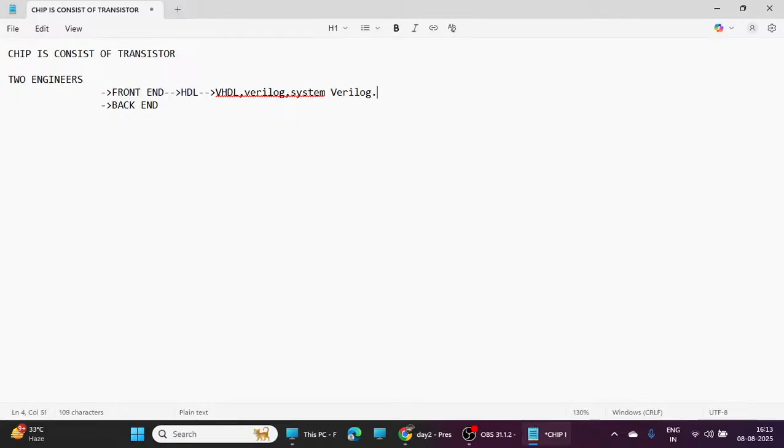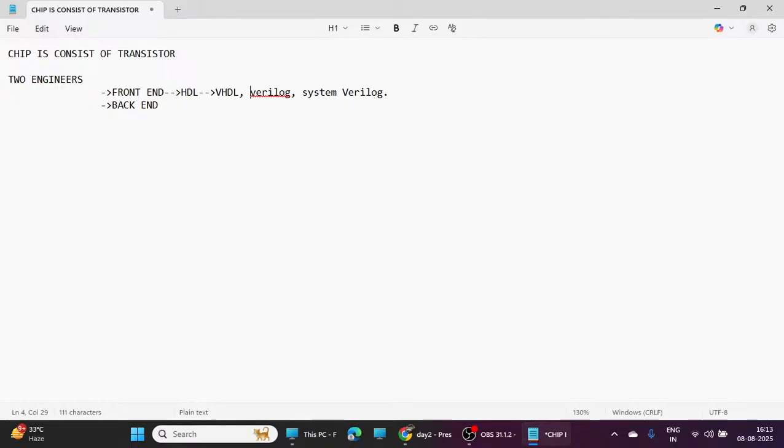These are the main languages. They are HDL languages. HDL is nothing but hardware description language. The name itself says hardware description language. So we are telling the hardware how it has to work. These things are written in an HDL language, like VHDL, Verilog, SystemVerilog.